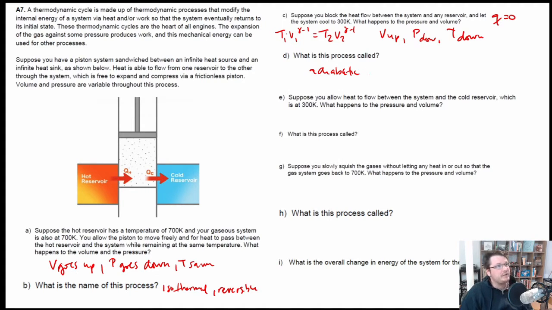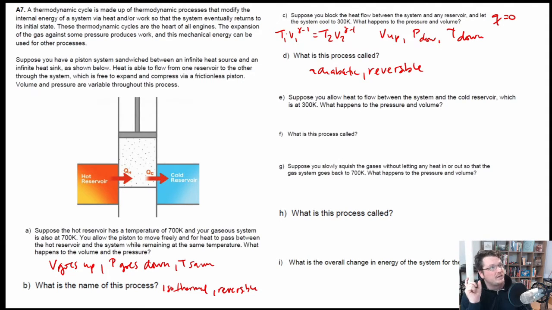And the other thing is, we know, because we're not dramatically doing this, we're letting it happen slowly, this is going to be a reversible process in this case. And so the next question: now we let the heat flow happen with a cold system, where we're at 300 Kelvin for the surroundings.